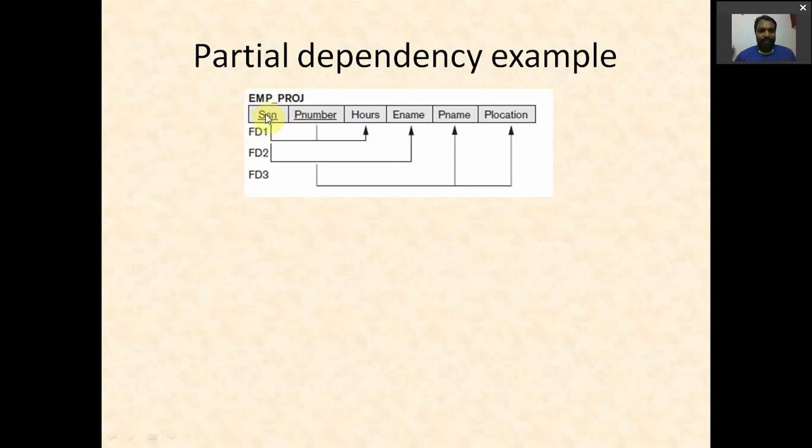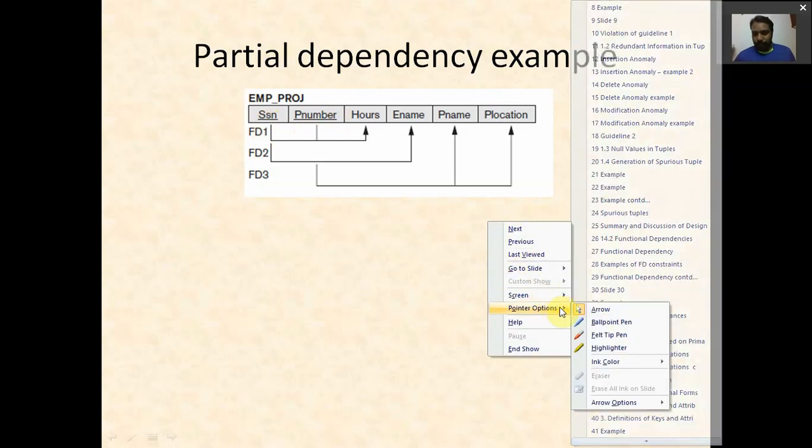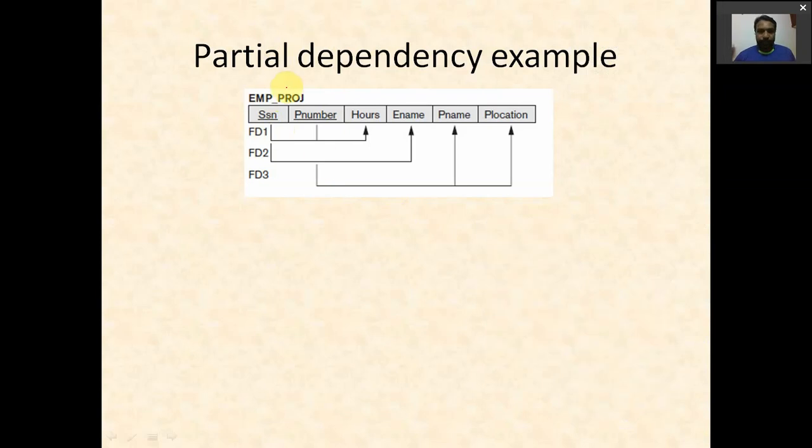If we take this table, we have SSN, P number, hours, E name, P name, and P location. Here the primary key is SSN, P number. That combination is the primary key of this table. So let me take this pen pointer. Okay. So here the combination SSN, P number is the primary key.